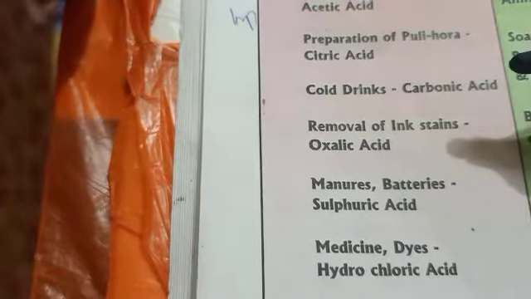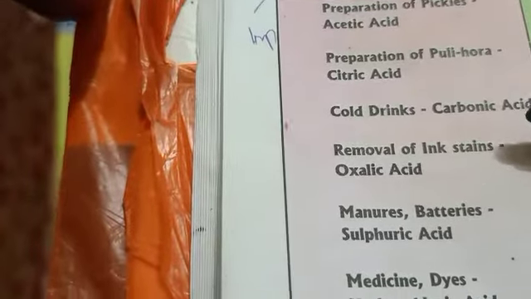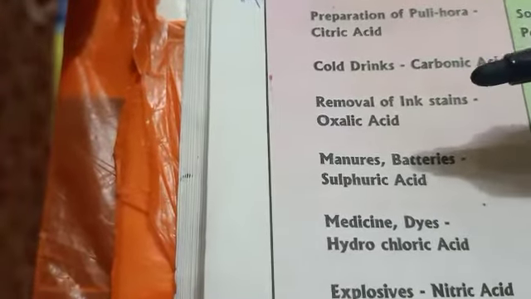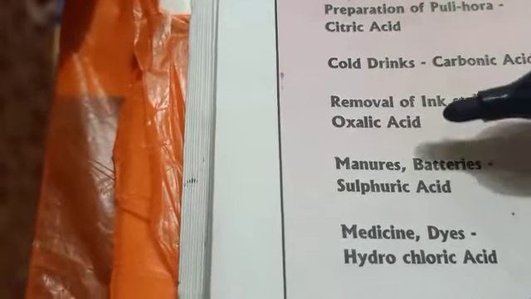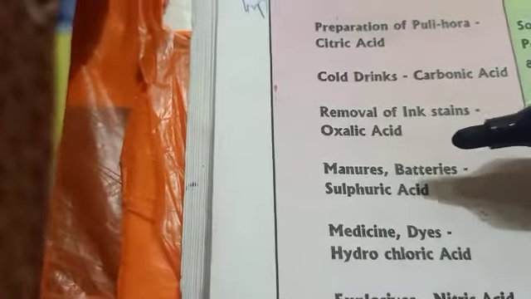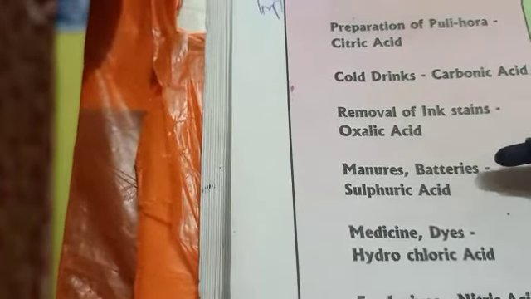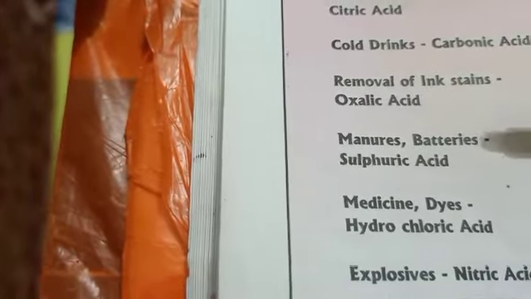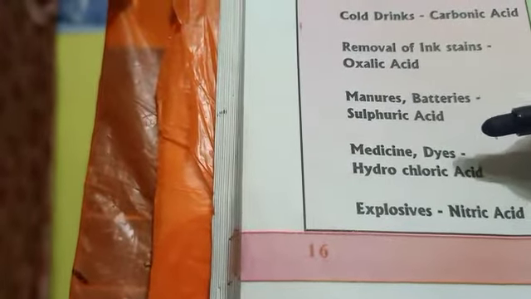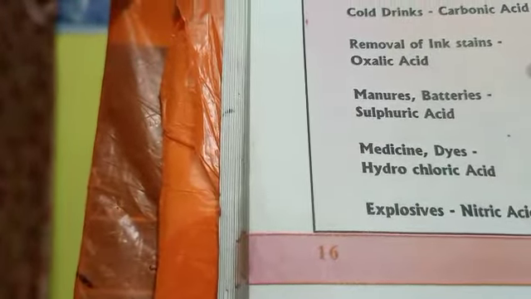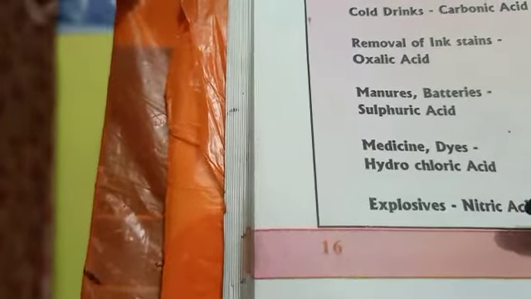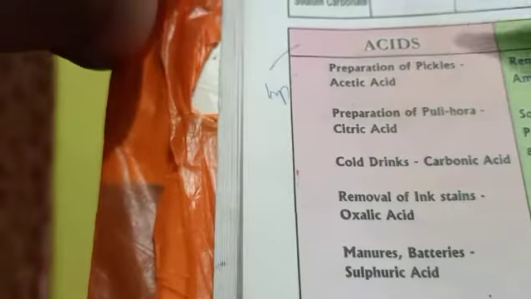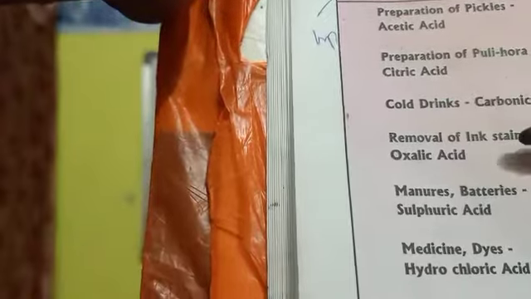And removal of ink stains. If ink falls on your clothes, that stain is removed using oxalic acid. Which acid are we using for removing ink stains? Oxalic acid. And manures and batteries preparation, we are using sulfuric acid. Medicines and dyes, hydrochloric acid, and explosives, nitric acid. So these different types of acids we are using for different works.